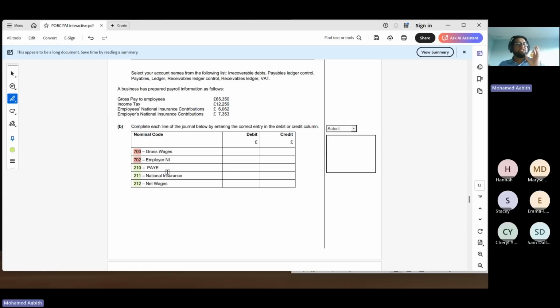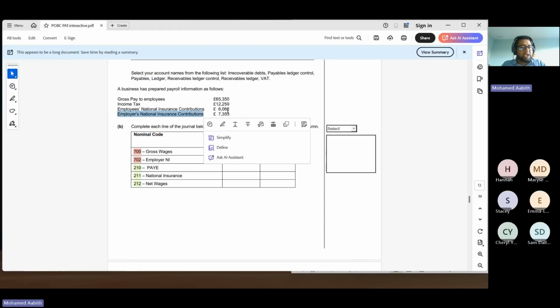So here, what is your total expense? If you are employed by a company, the employer pays you the gross wages, and they also have to make a contribution from their side for national insurance. So these two amounts will be your expenses. Both expenses we can write here: £65,350. And what is that employer national insurance contribution here? 7353. So it's going to go here, 7353.